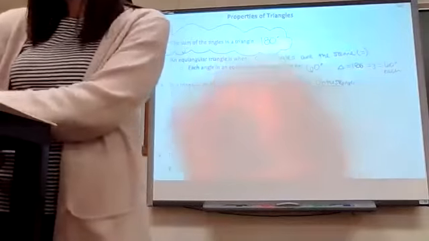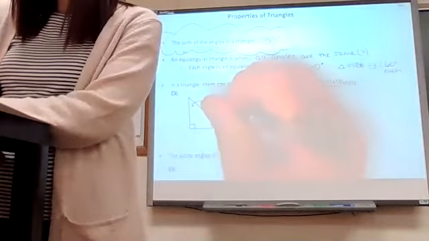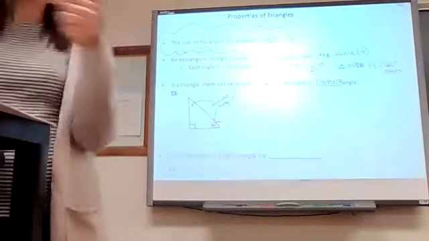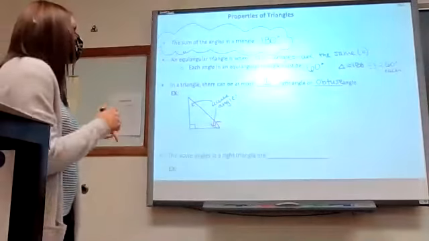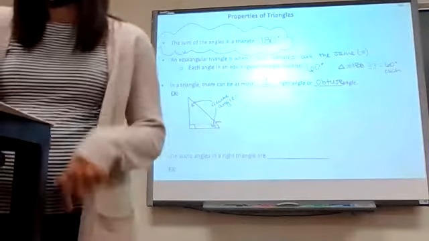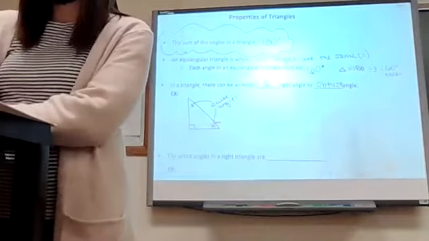Okay, so I can only have one right angle, and these angles here must be acute angles. Okay, they can't be obtuse angles either. They have to be angles that are less than 90 in order for all 3 to be able to add up to 180. Same idea with an obtuse angle.